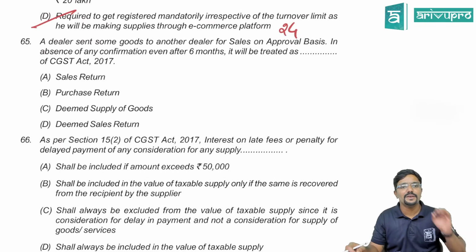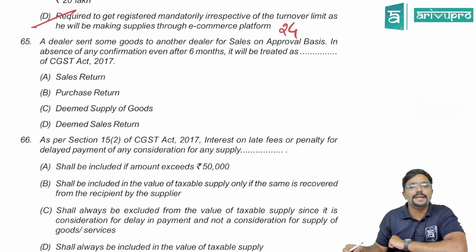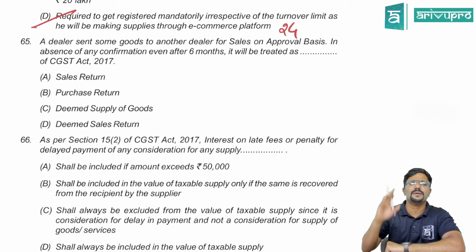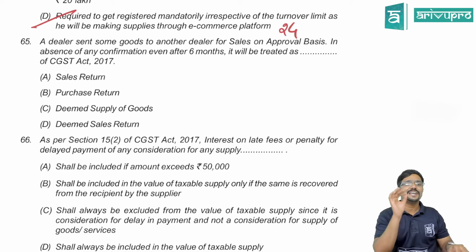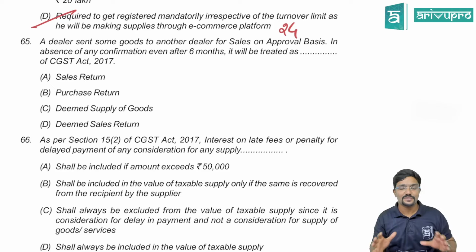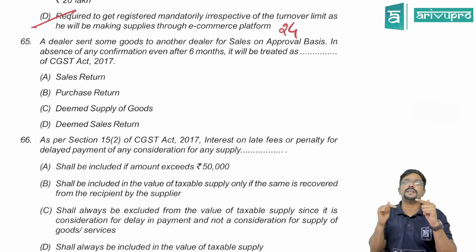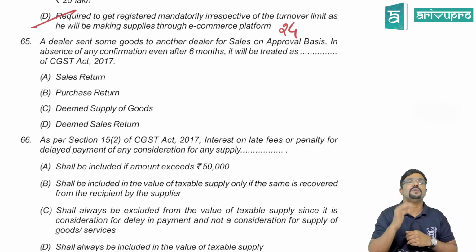Okay, chalo. 65th: a dealer sends some goods to another dealer for sale on approval basis. In the absence of any confirmation, even after 6 months, it will be treated as what? Deemed supply. Why, sir? Because the time of supply provisions clearly tell. So the time of supply provisions give connection to what? Due date to issue invoice.